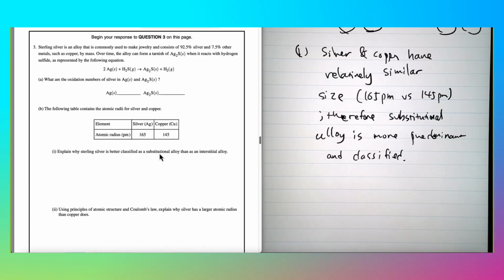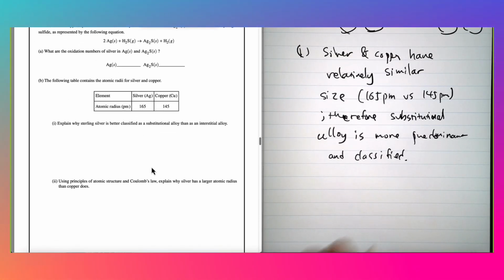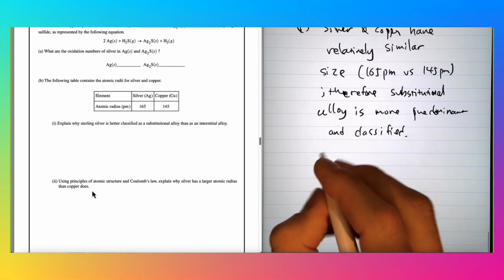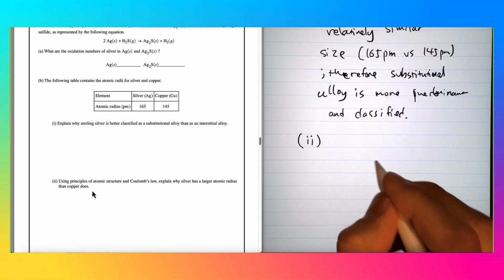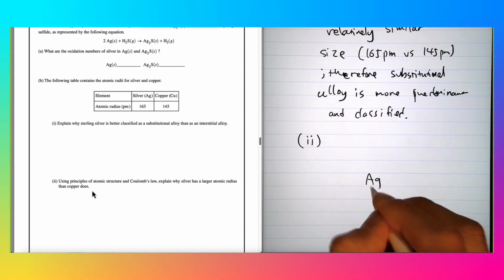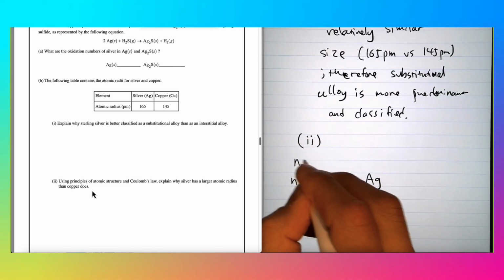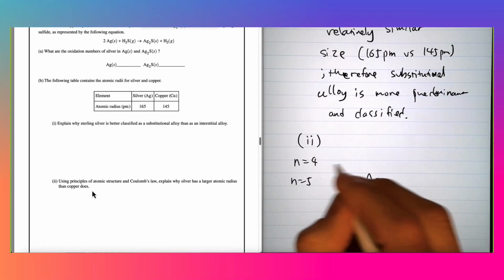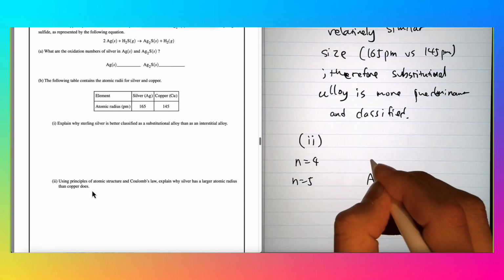Okay, so part II, using the principles of atomic structure and Coulomb's law, explain why silver has a larger atomic radius than copper does. Now for this one, you need to look at the periodic table. And you're going to notice that they are in the same column. Silver is in the 5th row, n equals 5, the principal quantum number of 5. And copper is above that, it's in 3d, and Ag is in 4d orbitals. So what does it mean?